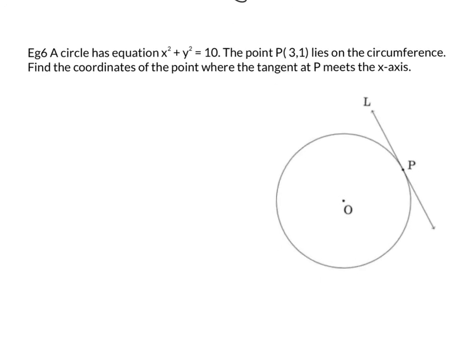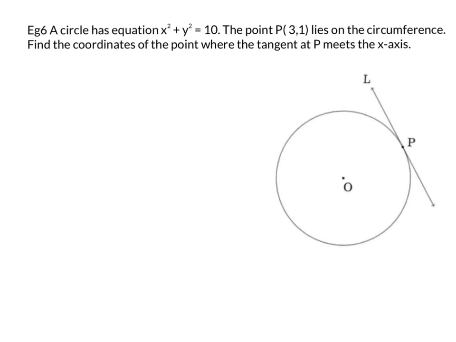Example 6. A circle has equation x squared plus y squared equals 10. The point P, 3, 1 lies on the circumference. Find the coordinates of the point where the tangent at P meets the x-axis. So with these questions, a diagram would be very useful. I've used the same diagram as before. It doesn't have to be really accurate, but it's just to get an idea of what's going on.